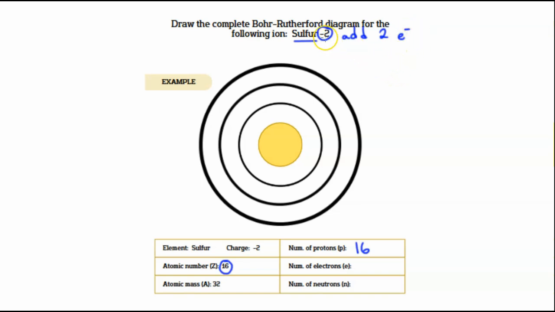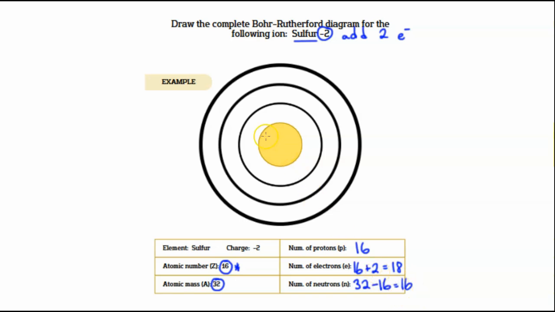I know it's confusing because it's a negative, but because electrons are the ones with the negative charge, adding 2 of them will give us a -2 charge. So we'll have 16 plus an additional 2. That gives us 18 electrons. If we had a charge that was positive, then we would subtract that number for the electrons. For the neutrons, same thing. We're going to take our mass number, 32, and subtract our atomic number, 16, and we have 16 neutrons.